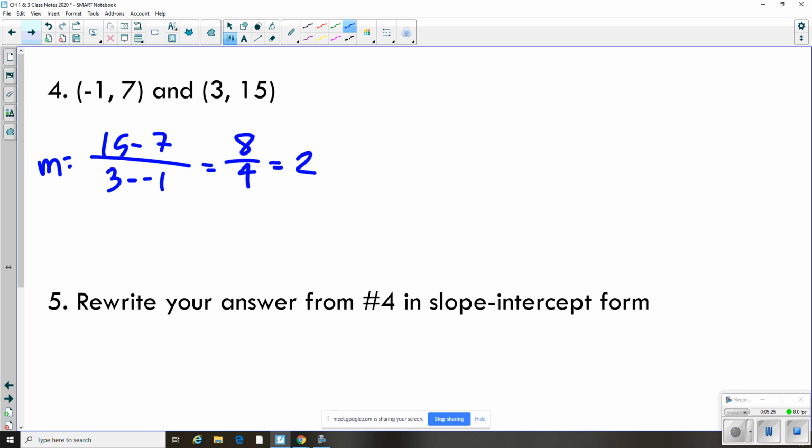You're on the right track if you got a slope of 2. A slope of 2. And then also try number 5. So see if you can convert that into slope-intercept form. So go ahead and distribute there. Move something. See what you can remember about going into slope-intercept form. Slope-intercept form is y equals mx plus b.